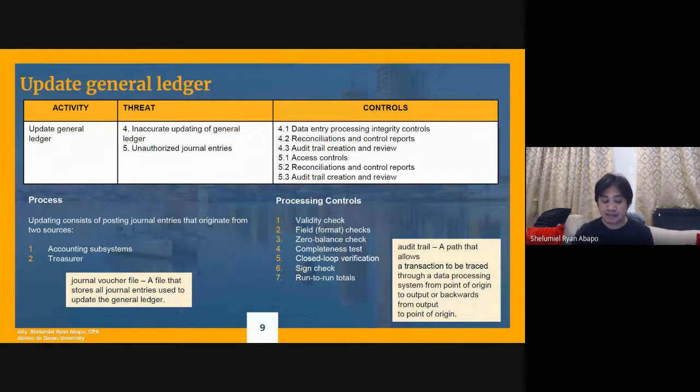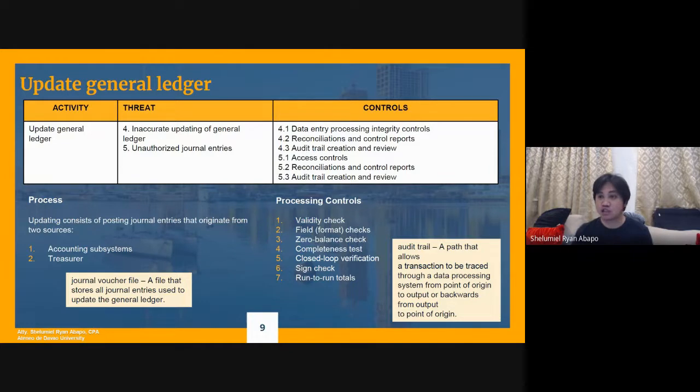Pang-apat would be completeness test to ensure that all pertinent data are entered, especially the source of the journal entry or even the date. So kung walang date yan, hindi yan siya magpo-push through. So that's the completeness test. So another completeness test would be the question on account title. If walang account title, then hindi mo mapupush through yung ating transaction. So that's another completeness test.